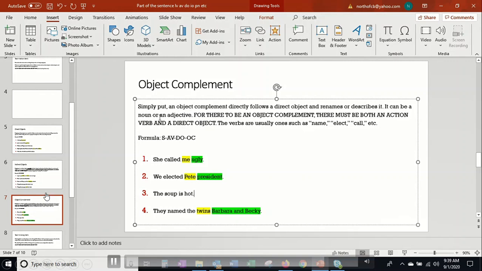So just to refresh, guys, direct objects are pretty simple. They follow the action verb and answer the question what? We elected Pete. Elected who? Pete. Okay, so that's going to be your direct object. These other things, object complements and indirect objects, can't exist without a direct object. As we saw in the first slide, direct objects can exist alone. We could just make this sentence, we elected Pete. That would be fine. But the word that follows it, if it comes back to describe or rename, like Barbara and Becky renames twins, president describes Pete, ugly describes me, then that's an object complement.